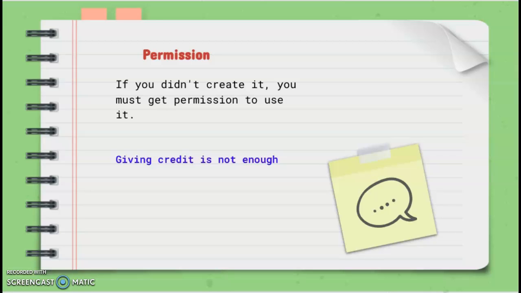So if you didn't create it, you must get permission to use it. This is important. Giving credit is not enough. I know that we often use scholarly articles or other research, and we cite that research, and that is giving the person credit. With copyright, it's a little different, and we're going to talk about the difference between scholarly articles and research versus creations online, especially artwork, photographs, literature, things like that. There is a difference. So giving credit to use somebody's information or creation is not enough.